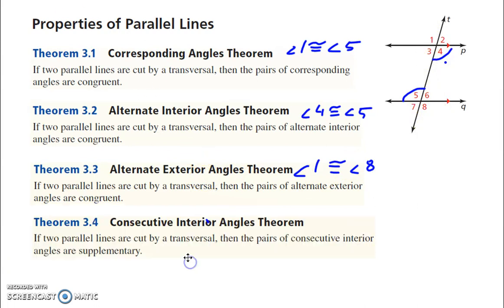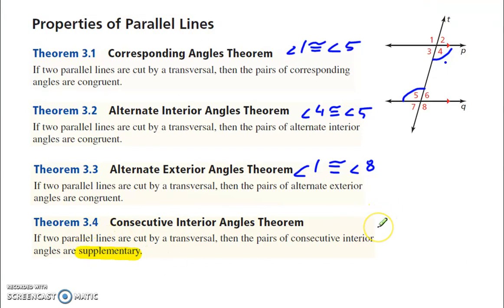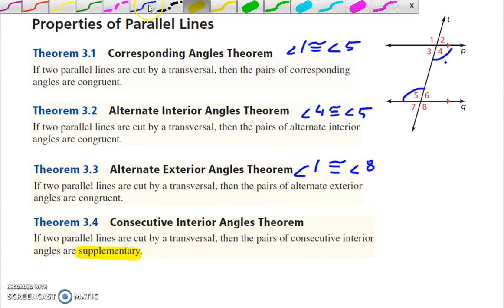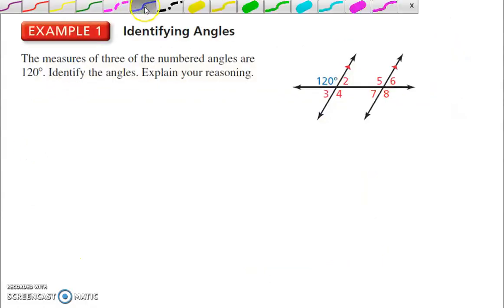And finally, 3.4, consecutive interior angles are supplementary. They're not congruent, but they are supplementary. For example, 3 and 5. The measure of angle 3 plus angle 5 is 180 degrees. Supplementary. 3 and 5, or 4 and 6, those are consecutive interior angles.